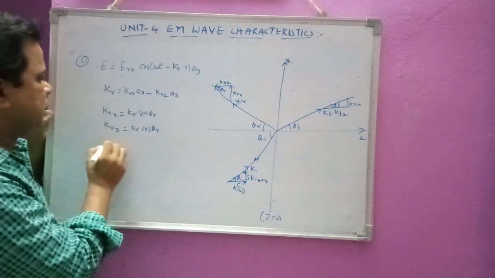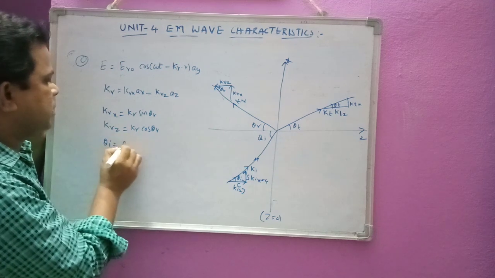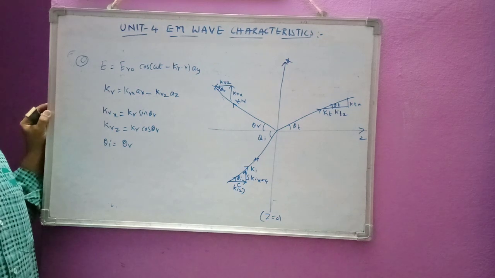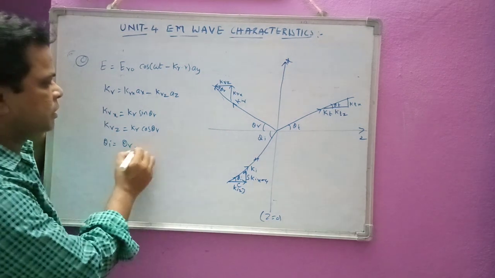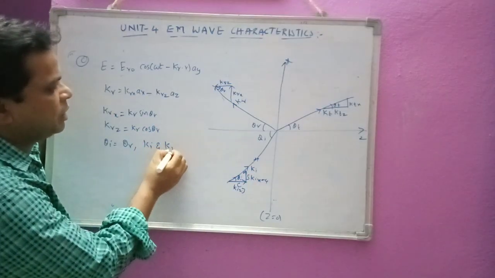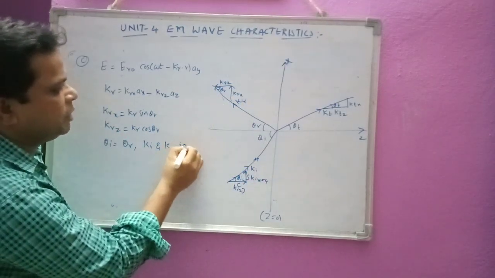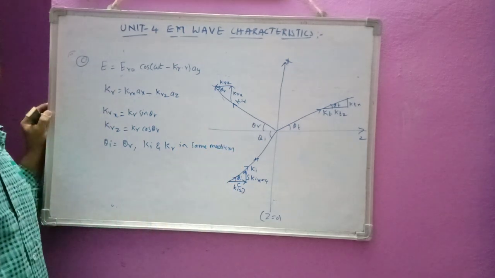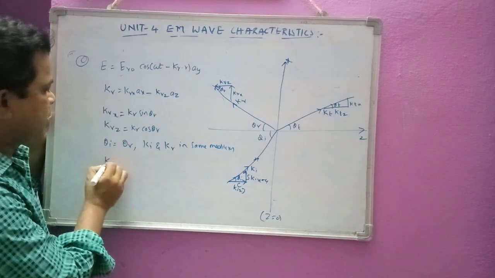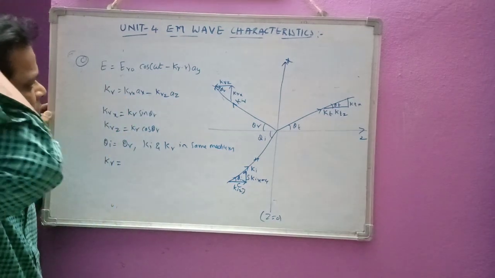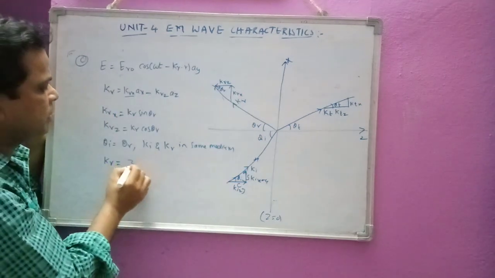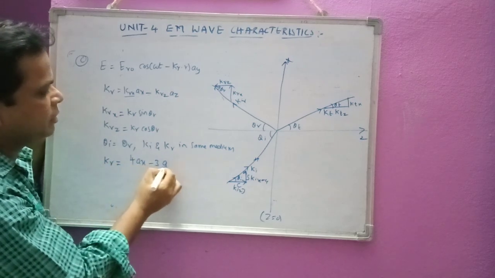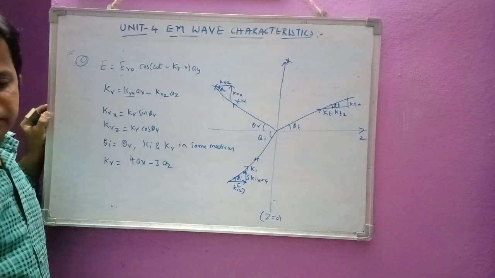And now we know that the angle of incidence is equal to the angle of reflection, because k_i and k_r, that is the propagation vectors, are in the same medium. Now I can write the k_r vector: k_rx we have already known, so it is 4 a_x minus 3 a_z. From the question it has been given, you can see that vector.